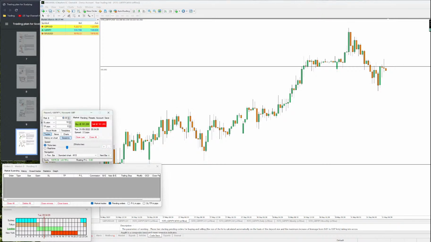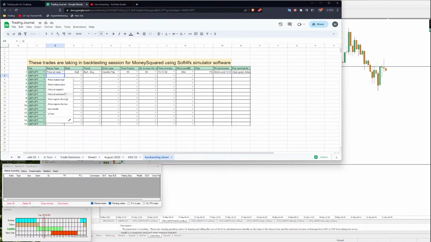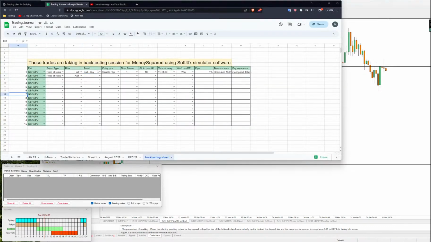This is gonna put 50% here. Wait. Price at resistance. Let me just journal also that price was at resistance, half risk. Trend was bearish because we broke this. Bear sell, candle flip, weak retracement. That was in a weak retracement. Time frame was 15 or 30 minutes, I think. Yeah, it was 30 minutes.